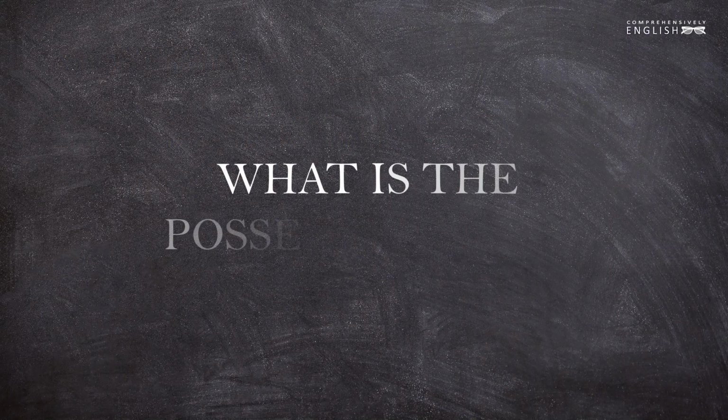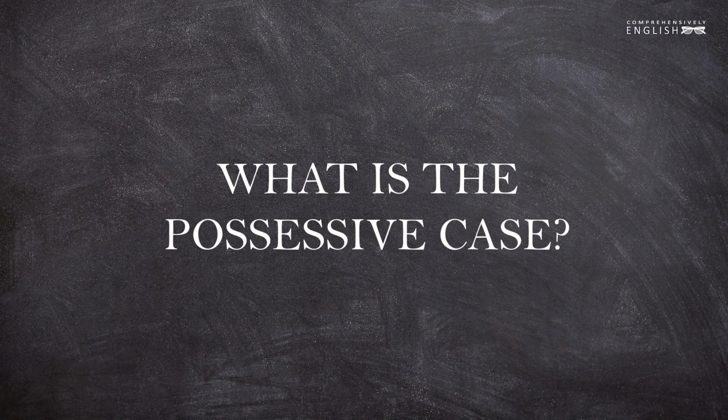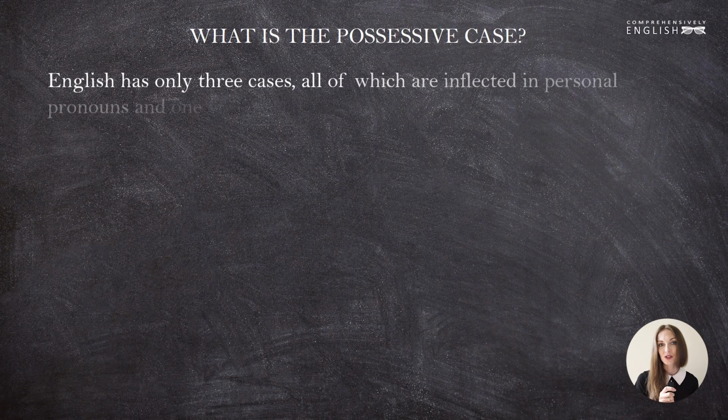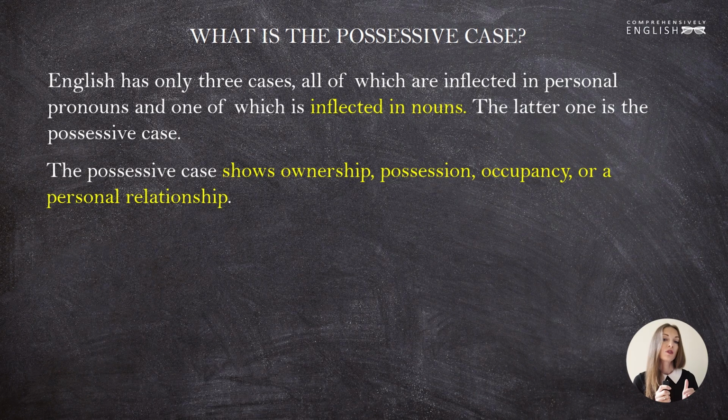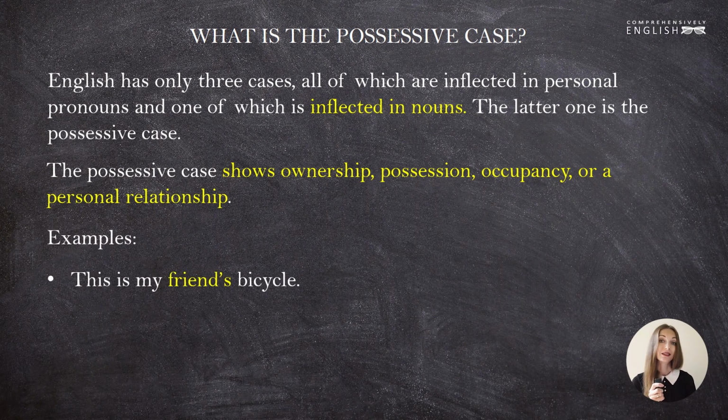Let's start with the question, what is the possessive case? As you might know, unlike some other languages, as German for instance, which inflects nouns, articles, adjectives, pronouns in 4 different cases, English has only 3 cases. All of them are inflected in personal pronouns, but only one is inflected in nouns. And this is the possessive case. And how is it inflected? We only add the apostrophe. We say, this is my friend's bicycle. We can also say this is the bicycle of my friend, and we'll discuss the difference later today.